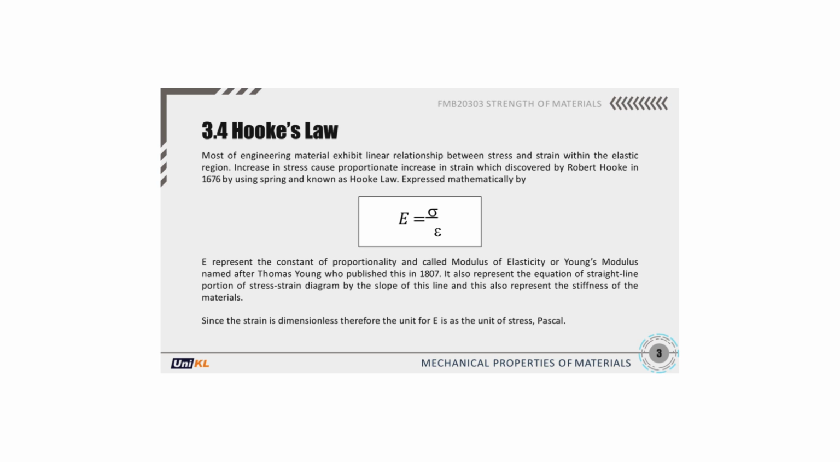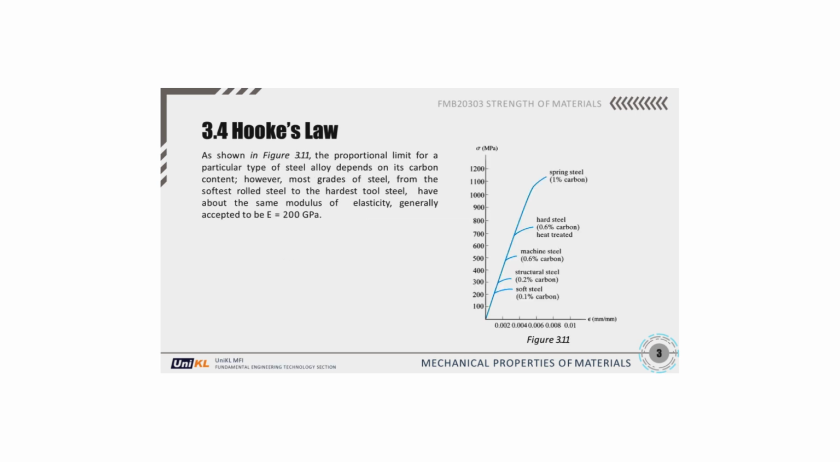Hooke's law, modulus of elasticity E. Within the linear elastic range, σ is proportional to ε, so E equals σ/ε. E is the slope of the straight portion of the stress-strain curve. Units of E are pascals, same as stress, since strain is dimensionless. Steel's E and proportional limit, Figure 3.11: most steels, from mild to tool steel, have similar E approximately equal to 200 gigapascals, though proportional limit varies with carbon content.